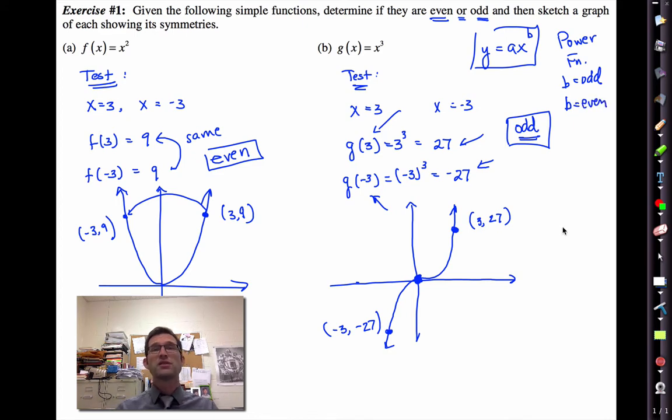But don't get me wrong, there's lots of even and odd functions that don't have anything to do with power functions. A good example are the sine and cosine functions. The sine function is odd, the cosine function is even, but they aren't power functions. All right, well, pause the video now and write down anything you need to, and then I'm going to clear out the text.